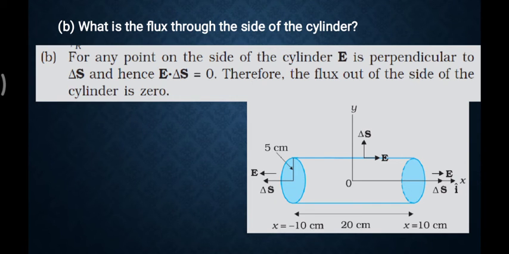Let us go for part number B. What is the flux through the sides of the cylinder? For any point on the side of the cylinder, E is perpendicular to delta S. Hence, E dot delta S is going to be 0. Therefore, the flux out from the sides of the cylinder is 0.